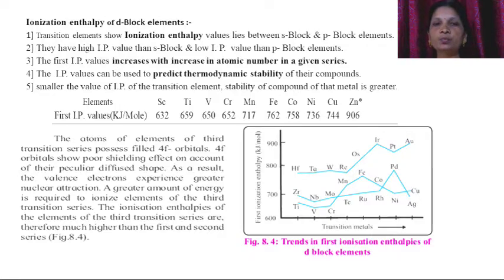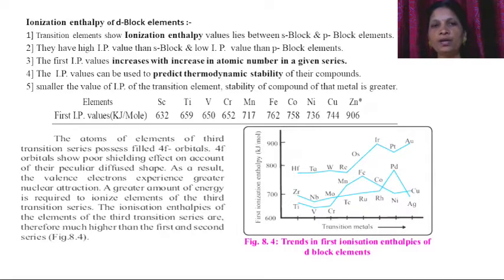IP values respectively are 632, 659, 650, 652, 717, 762, 758, 736 for nickel, 744 for copper and 906 for zinc. We see the trends in first ionization enthalpies of D block elements in the concerned figure over here, which is plotted against the transition metal and the first IP values.